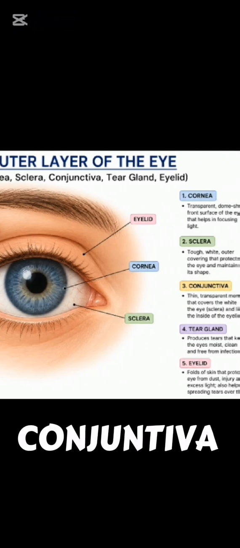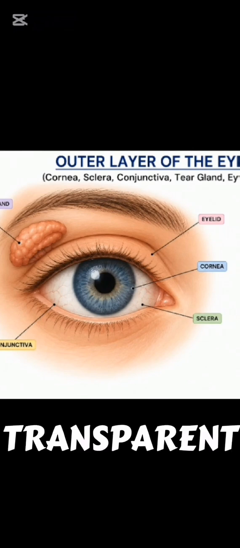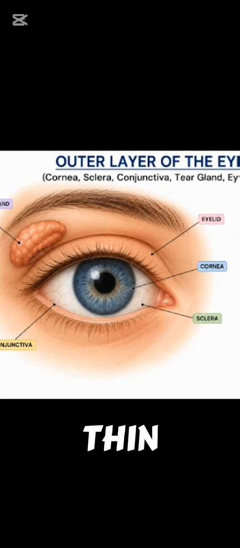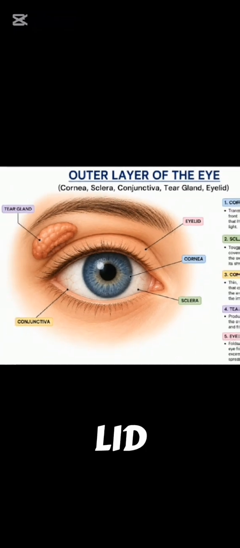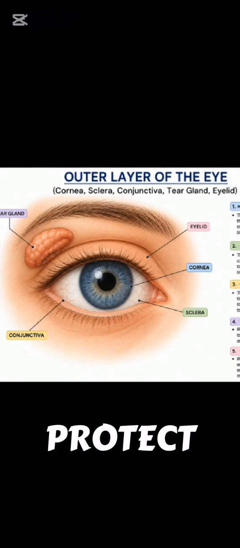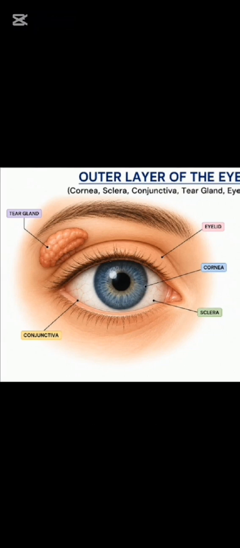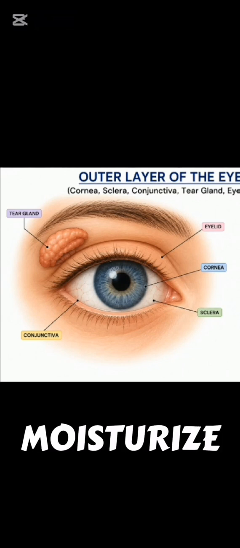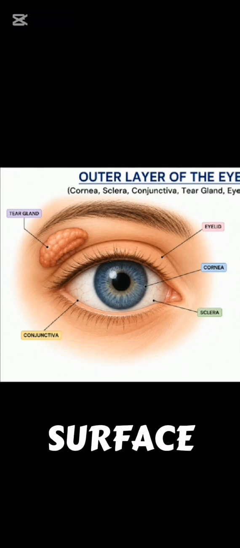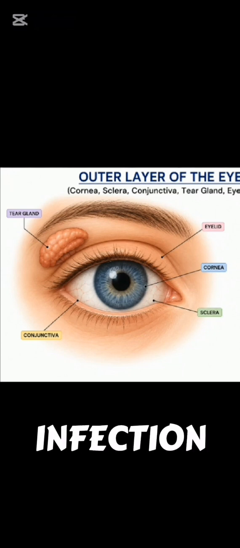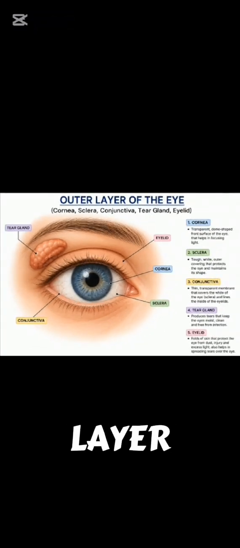The conjunctiva is a thin transparent membrane covering the sclera. The eyelid protects the eye and helps to distribute tears when you blink your eye. The tear gland produces tears that moisturize the eye and protect the eye surface. It also helps to protect the eye from infection. That's the outer layer of the eyes.